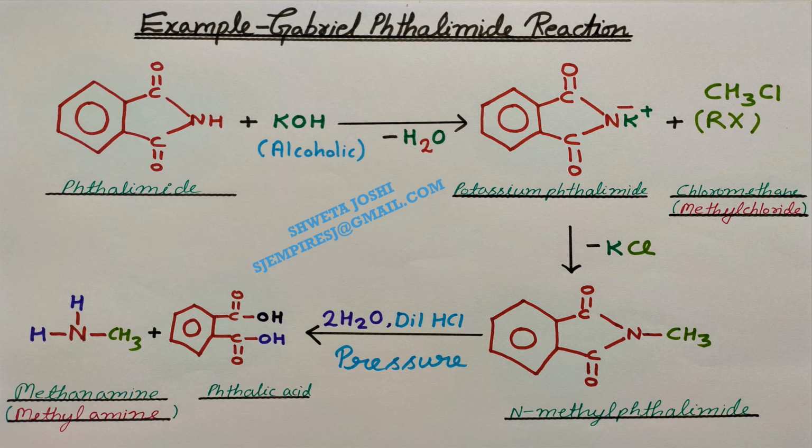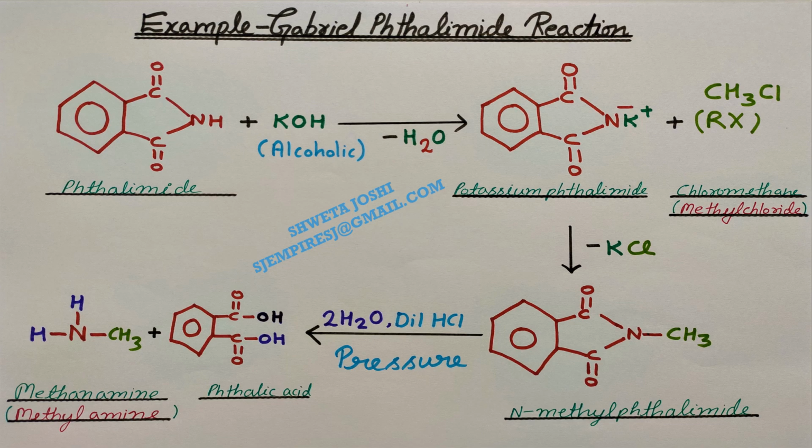Now taking proper example of Gabriel-Phthalimide reaction, we are going to react phthalimide with alcoholic KOH initially. This will provide potassium phthalimide. Then this potassium phthalimide will be reacted with chloromethane. After the reaction, K part of potassium phthalimide, Cl, that is chloride part of chloromethane, is removed in the form of potassium chloride. After reaction, N-methyl phthalimide is formed.